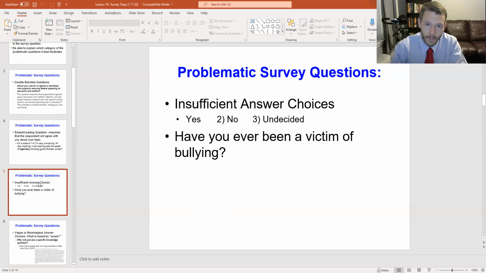A better way to rephrase that behavioral question could be, how often have you been a victim of bullying? Or how often have you witnessed somebody being bullied? And you can get it to be even more specific if you wanted quantitative data. So for example, you could say, how often have you been bullied in the last month? Never, 1 to 2 times, 3 to 4 times, more than 4 times. And you can always change the categories from weeks to months to years, etc.